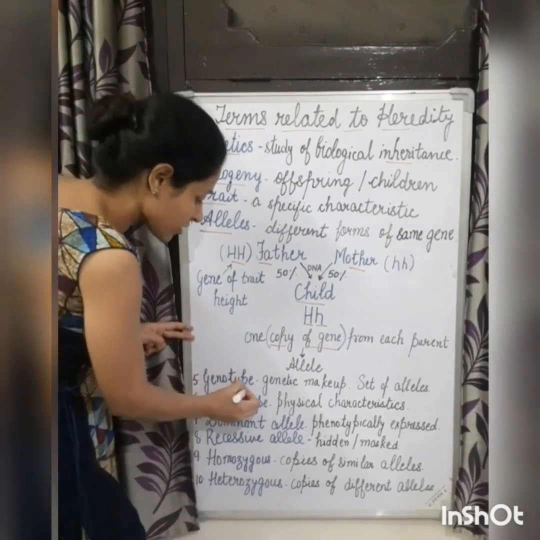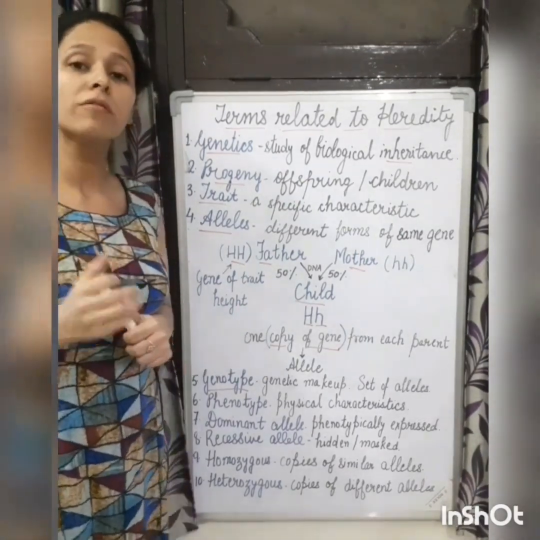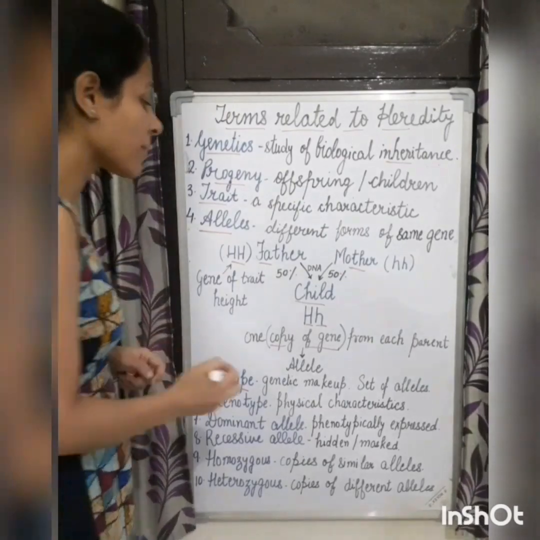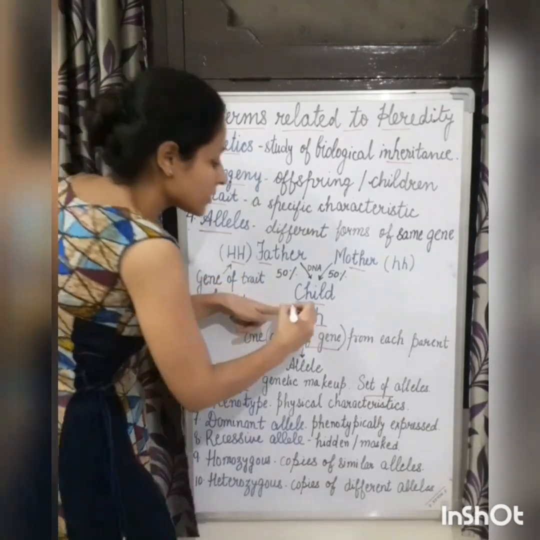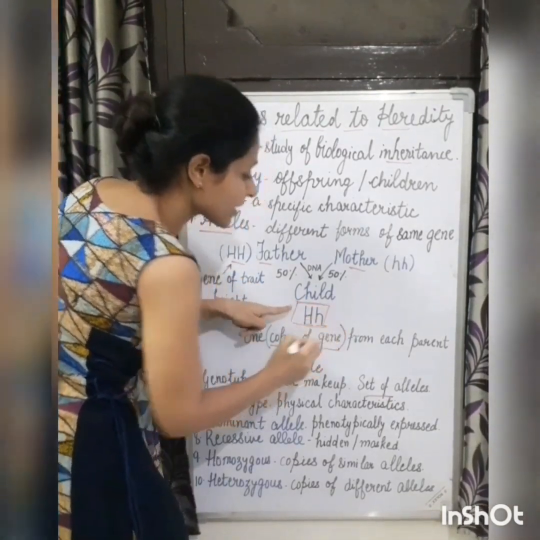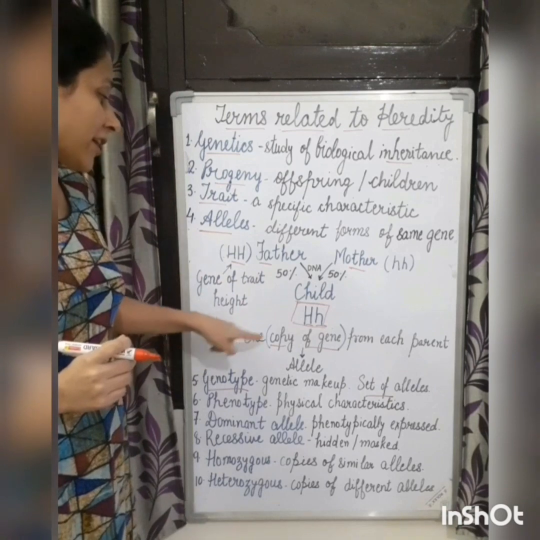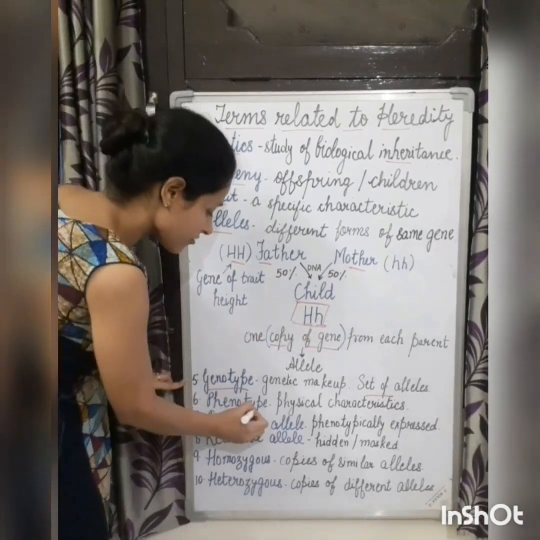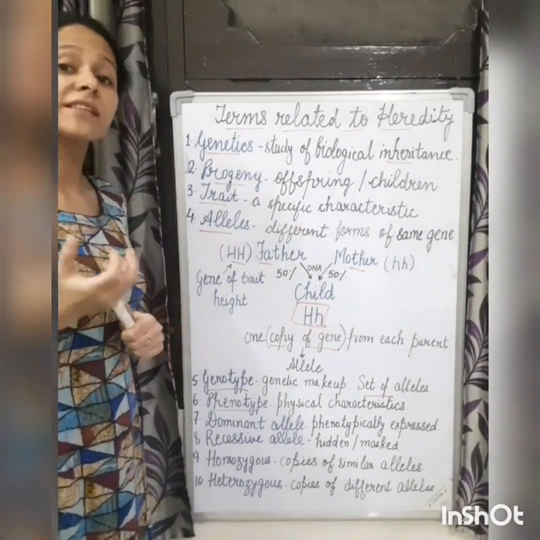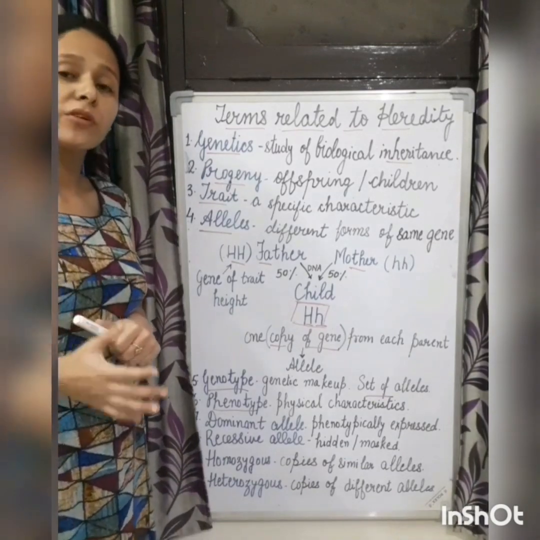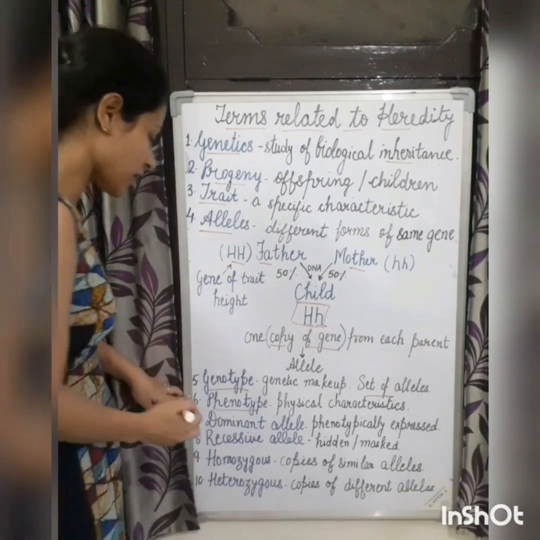Fifth is genotype. Genotype means the genetic makeup of an individual. It is the collection of genes for various traits. Genotype is represented by a set of alleles for a particular trait. That means in the above case, this capital H and small h, that is the set of alleles, is the genotype of this child for the trait of height. Next is phenotype. Phenotype means the physical characteristics in an individual, that is the external appearance. For example, if the child appears to be tall or short, if he has black eyes or brown eyes, that is the phenotype of the child.